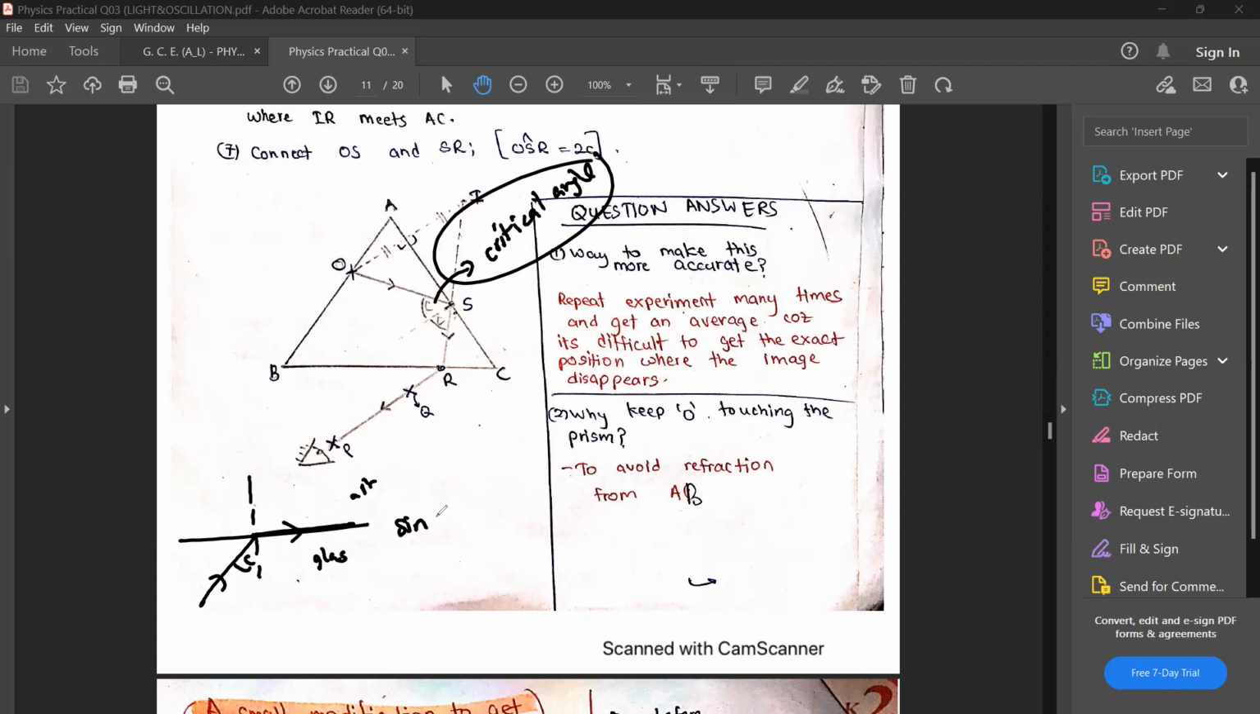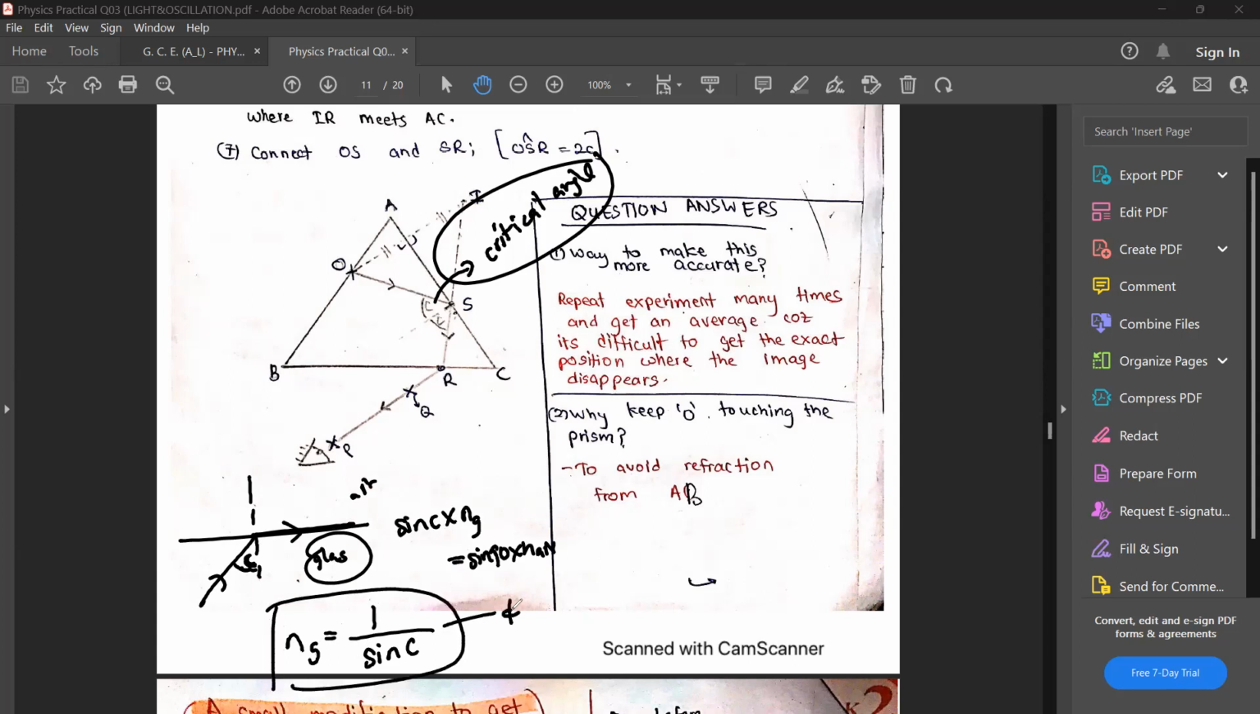So sine C, the sine value of the incident angle, into the refractive index of the incident medium, which is n glass, is equal to sine 90 into n air. So if you have the critical angle, the refractive index of glass is 1 divided by sine C. Did you understand this? If you know the critical angle, you can calculate the refractive index very easily, right?